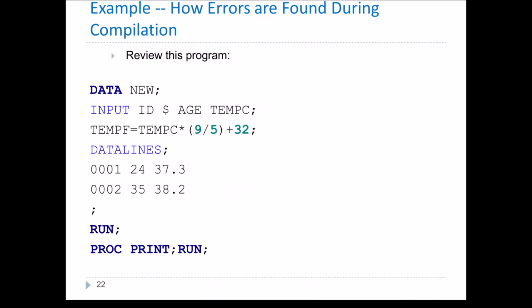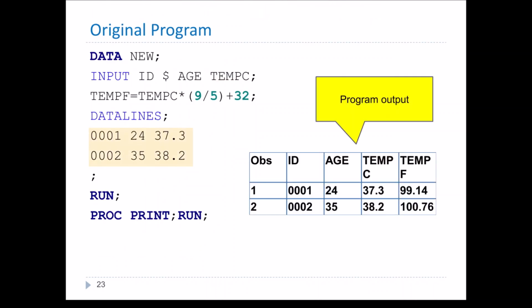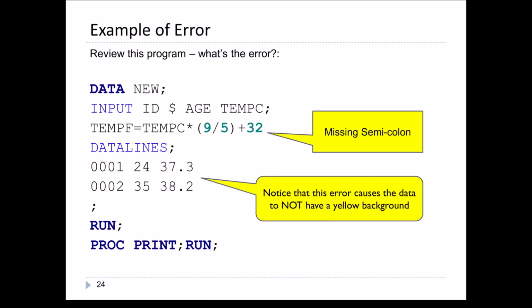All right, so let's take a look at how errors are found during the compilation. We talked about how SAS goes through and compiles and executes the data, but what if there's an error somewhere in the program? So here's a program that we're going to use to illustrate some errors. In this original program, when we run it, we see that this is the data set we saw, and there's the output that it created. But what if we had an error in this program?